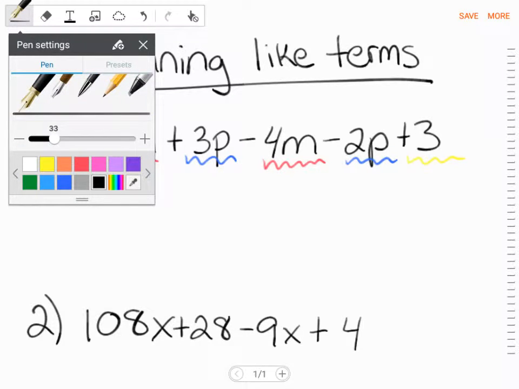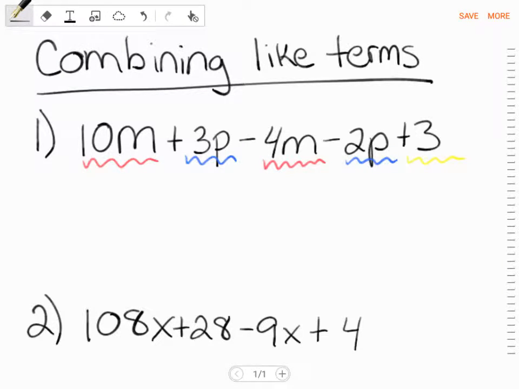So we want to combine our like terms. We want to look at the terms that have the same variables and combine them. And when we are trying to figure out if we're going to add or subtract them, we look at the sign that comes right in front of that second term. So when I'm combining 10m and 4m, look at the sign that comes right before 4m. That's what's going to tell us either to add or subtract. So 10m minus 4m gives me 6m's.